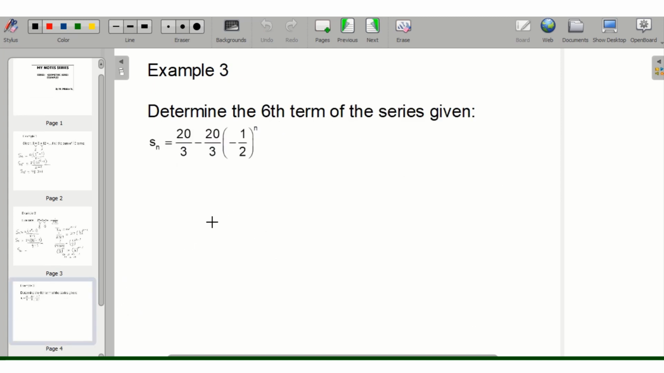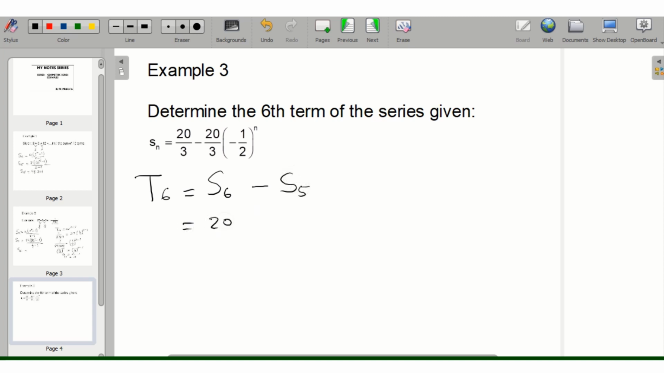So moving on to the third example, the final example in this case, we are given the sum formula. So it says determine the sixth term of the series given this formula. So we can use the trick we learned when we were doing arithmetic series. So we say T6 is equal to sum of 6 minus sum of 5.